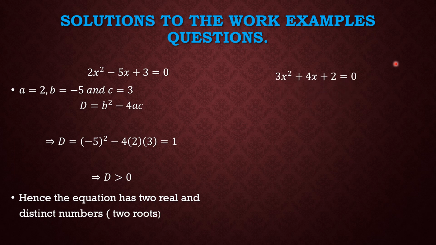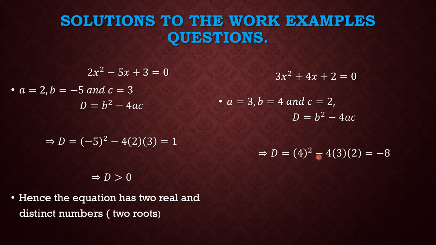Now let's look at this particular example too. That is example 2: 3x squared plus 4x plus 2 equal to 0. So here a is 3, b is 4, and c is 2. When we find our discriminant, we substitute the values of a, b, and c at their respective positions and end up with an answer of -8, which means D is less than 0.